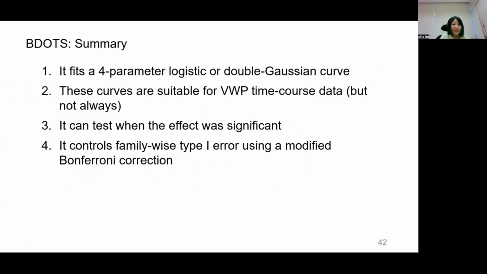Okay, to summarize, VDOT can fit a 4-parameter logistic or double Gaussian curve to analyze looks to the target or competitor object. These curves are suitable for visual world paradigm time course data, but not always. It's mostly useful for single word processing experiments. It can test when the effect was significant, so when the effect started, when it ended, or how long it lasted. And it controls the family-wise type 1 error rate using a modified Bonferroni correction. Okay, any questions about this bit? No? Okay, let's proceed then.